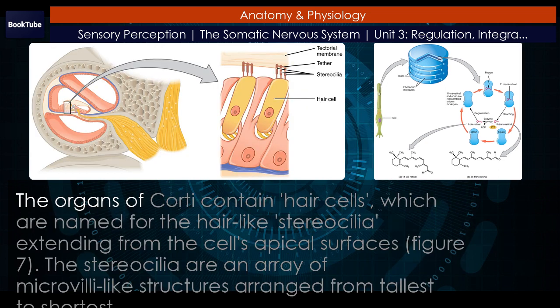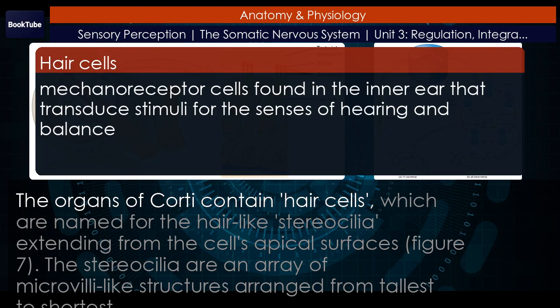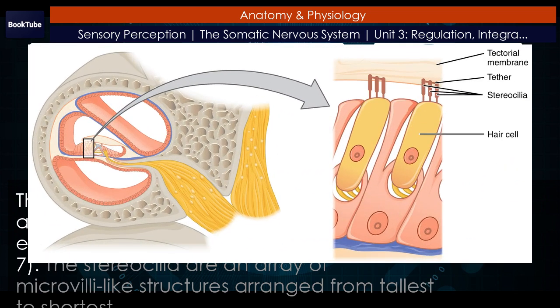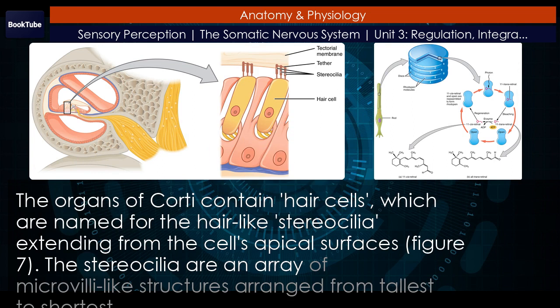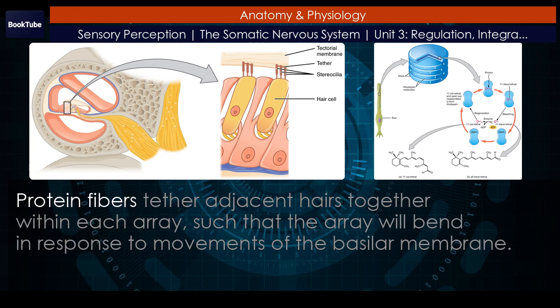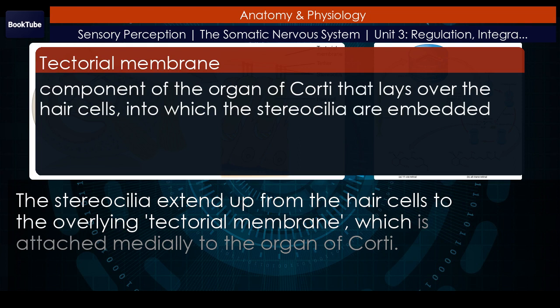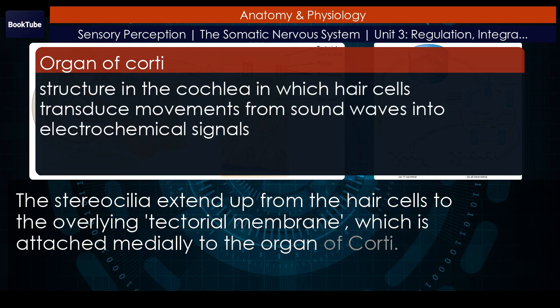The organs of Corti contain hair cells, which are named for the hair-like stereocilia extending from the cell's apical surfaces. Figure 7. The stereocilia are an array of microvilli-like structures arranged from tallest to shortest. Protein fibers tether adjacent hairs together within each array, such that the array will bend in response to movements of the basilar membrane. The stereocilia extend up from the hair cells to the overlying tectorial membrane, which is attached medially to the organ of Corti.